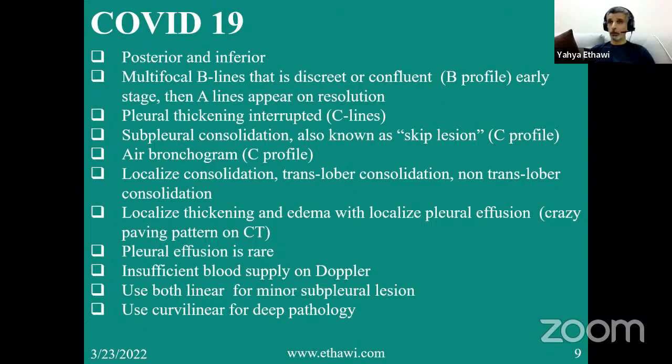You can see localized thickening, I mean, loss of architecture of the lung, loss of B and A lines. You might see edema with sometimes pleural effusion. And local thickening with edema and pleural effusion reflects in the CT scan as what we call crazy pavement pattern. You may see pleural effusion, although it's very rare. It's usually fluid deprived. You'll see insufficient blood supply because it's an ischemic lesion.